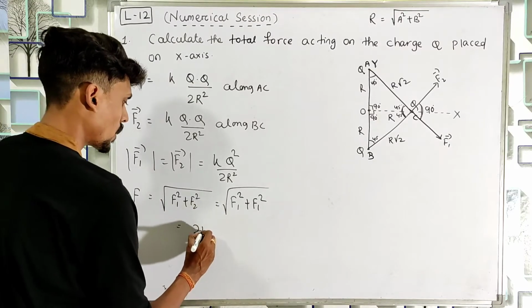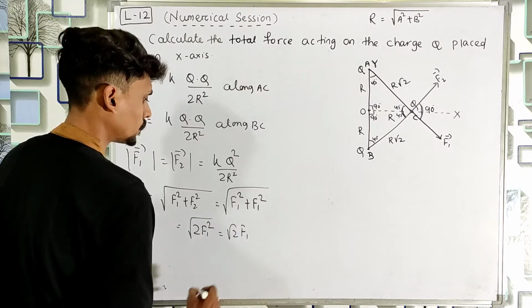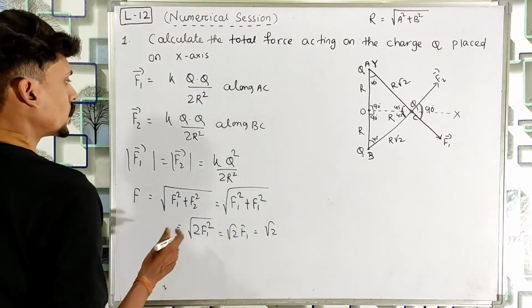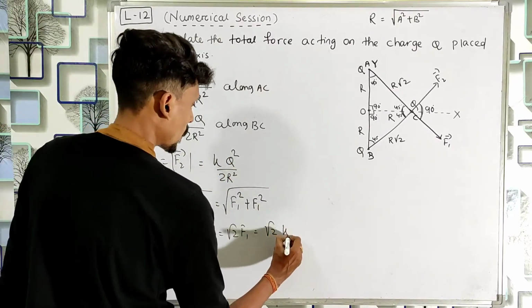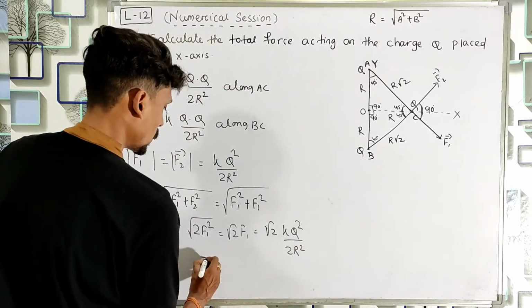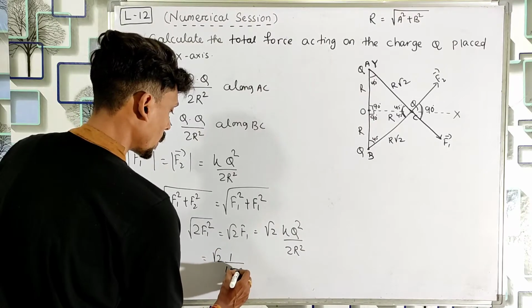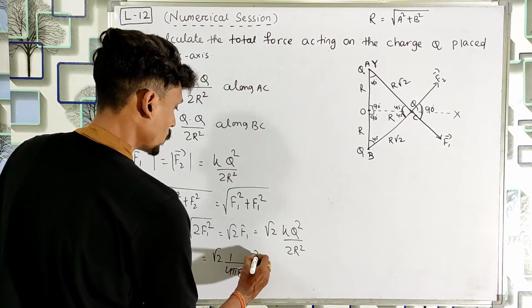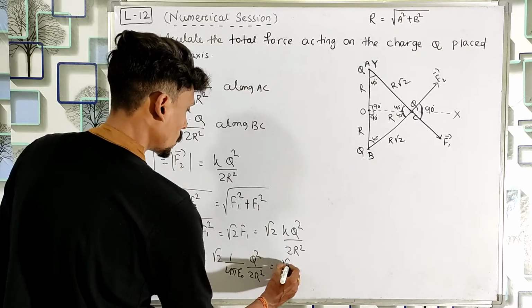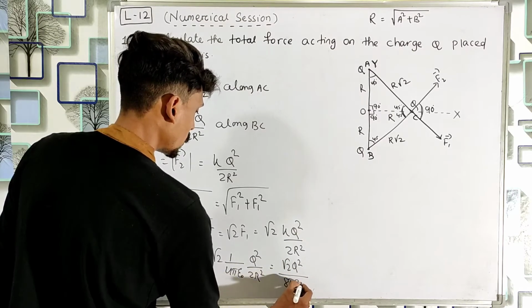This is equal to 2f1 square root, that is equal to root 2 into f1. What is f1? f1 is k q square divided by 2r square, so this is root 2 into k q square by 2r square. In place of k you can write 1 by 4 pi epsilon naught, then you have q square by 2r square. This is equal to root 2 into q square divided by 8 pi epsilon naught r square.